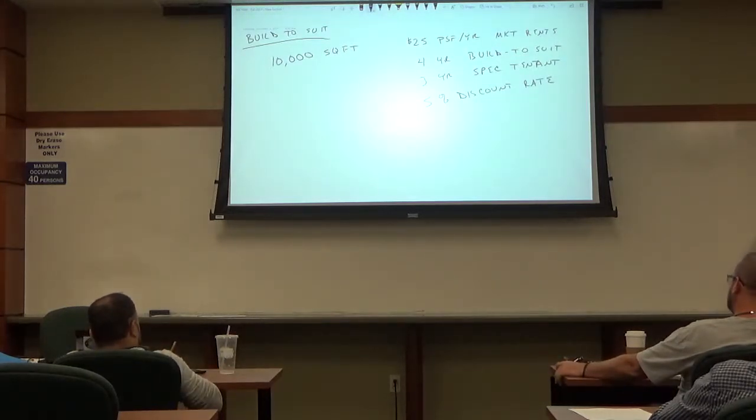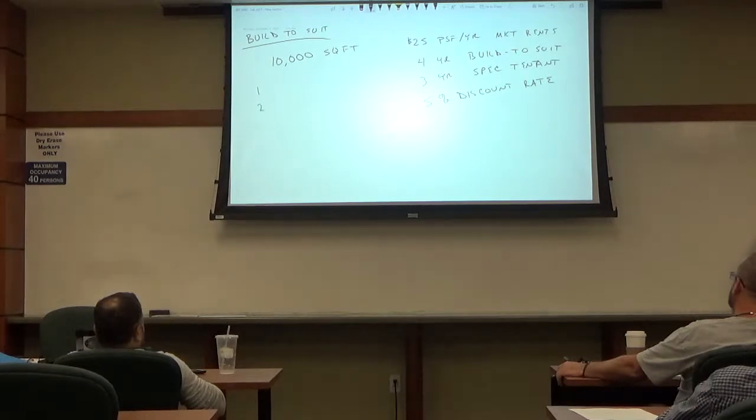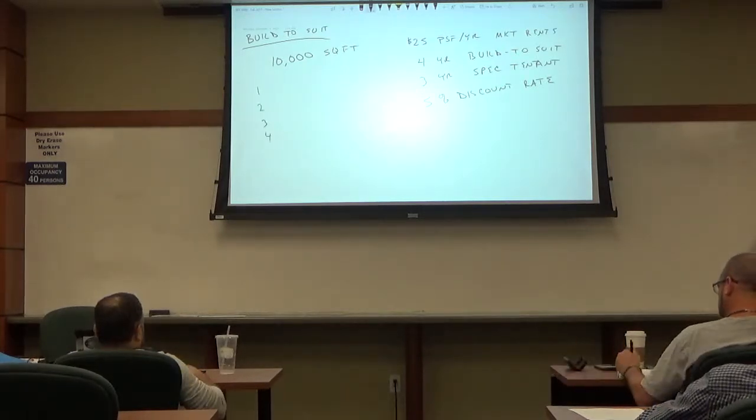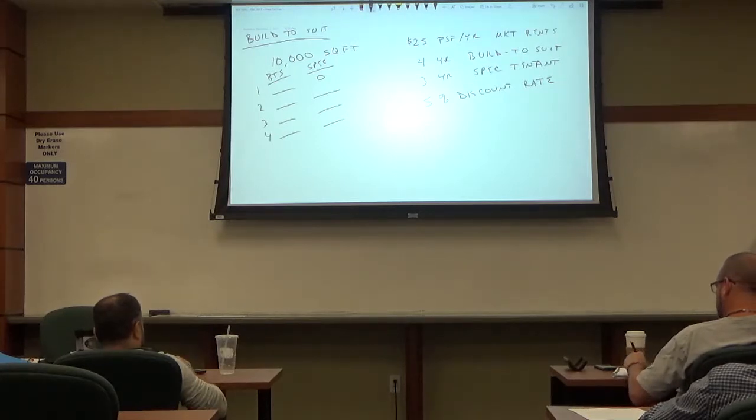And the cash flows that we get from the build-to-suit tenant, simply put, you're going to have year 1, year 2, year 3, and year 4. So on the build-to-suit, you're going to get whatever those cash flows are for each of those 4 years. But for the spec tenant, you're going to get $0 for the first year, and you're not going to collect rent until years 2, 3, and 4. Does that make sense?